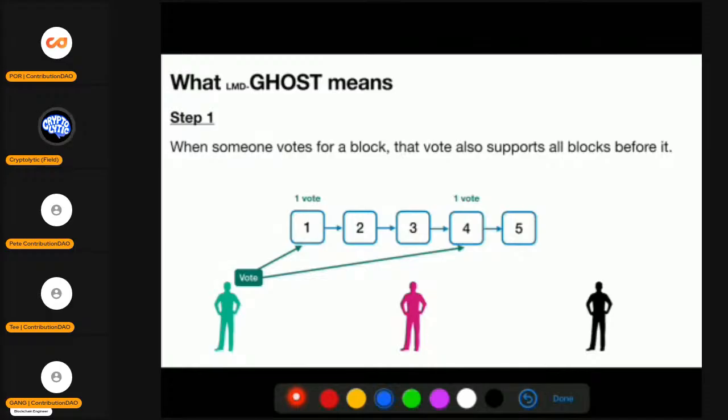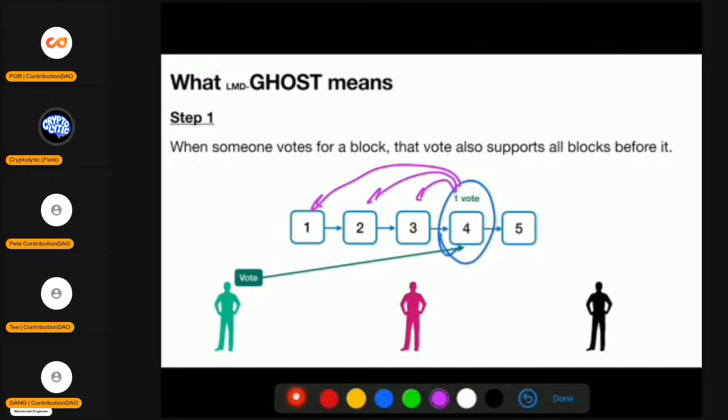Okay, so for step one, the code says that if you make a vote for block 1 and block 4 here for the green guy, and you use the LMD, only the vote for block 4 is going to be considered. But the code says that if you vote for a block, it means that you also vote for the block before it as well. So why is that?